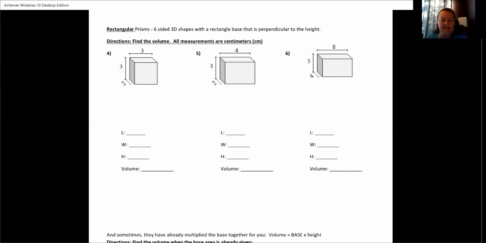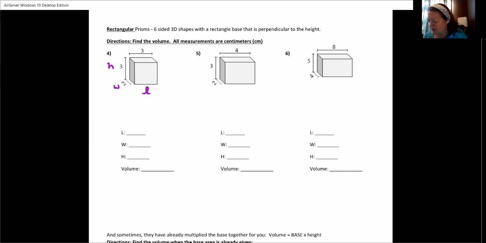They're like cereal boxes. Rectangular means that they have a rectangle base, and then everything else goes kind of perpendicular or right angled off of the ground from them. So volume is going to work the same way, length times width times height. So here is length, here is width, and here is height.